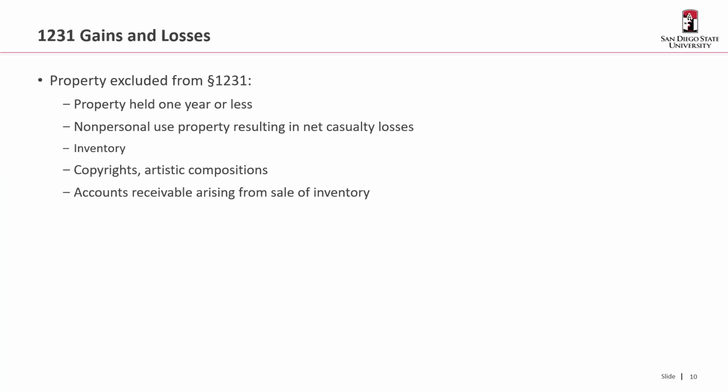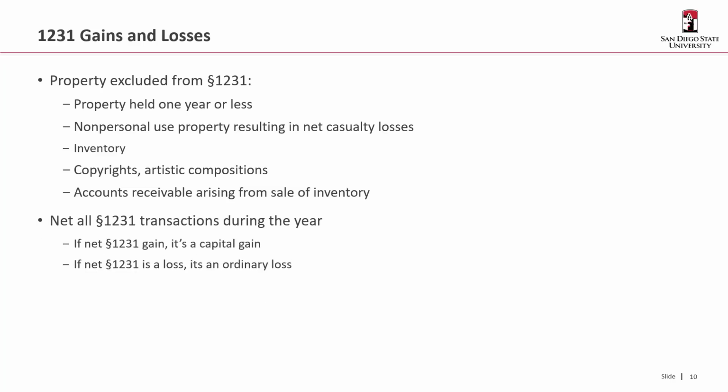So what's not in 1231? Property held a year or less, right? By definition, it has to be held for more than a year. Non-personal use property that results in a net casualty loss, right? Casualty losses, we know, get treated a little bit differently. Inventory is out of there, right? We know inventory from that chart we saw a few slides ago is always treated as ordinary. Copyrights and artistic compositions and accounts receivable arising from the sale of inventory.